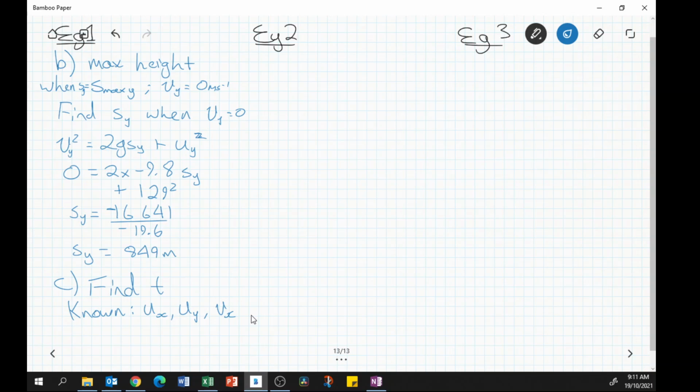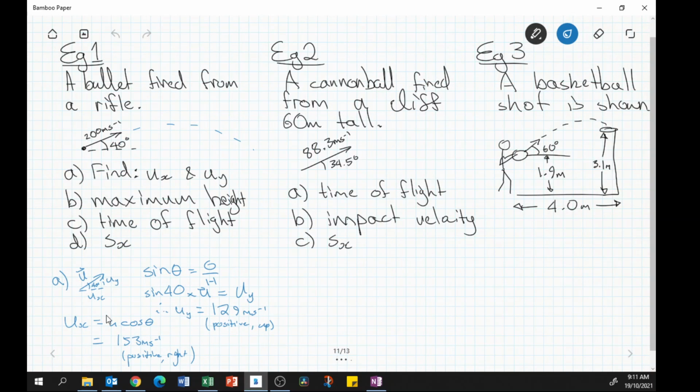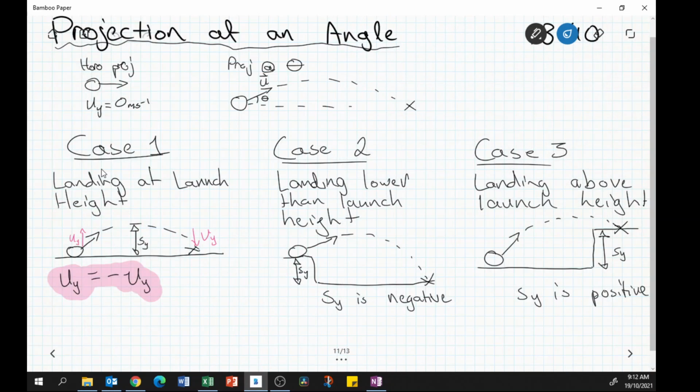What about our final velocity in the y direction? Now, this is where projection at an angle comes into this, and this is where we have to understand the differences between the different scenarios we're describing here. This is case 1. What do we know about the final velocity in case 1, in the y direction? Guys, stay switched on for me. This is really important.